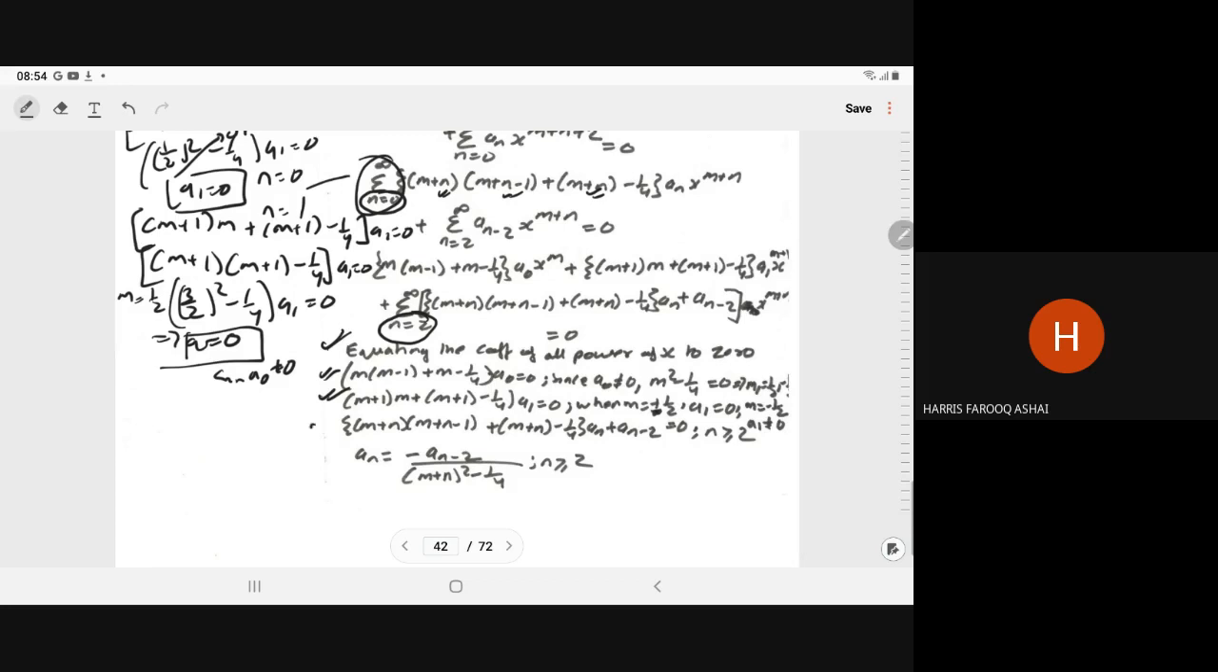Now if you take the coefficient of x to power m plus n, this will become (m plus n) into (m plus n minus 1) plus (m plus n) minus 1 by 4 an plus an minus 2 is equal to 0, or an is equal to minus an minus 2 upon (m plus n) whole square minus 1 by 4, for n greater than equal to 2. So this is the recurrence relation. This recurrence relation you have to use to compute all the coefficients.